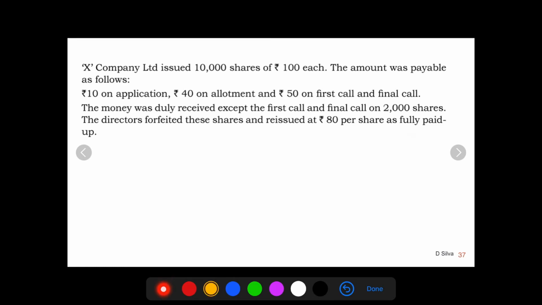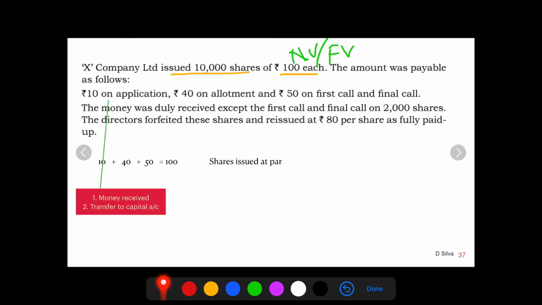X company has issued 10,000 shares of rupees 100 each on application, allotment and first and final call. So if I add application money, allotment money and the first and final call, it is going to be equal to the nominal value or the face value. This brings us to the understanding that the shares are being issued at par.